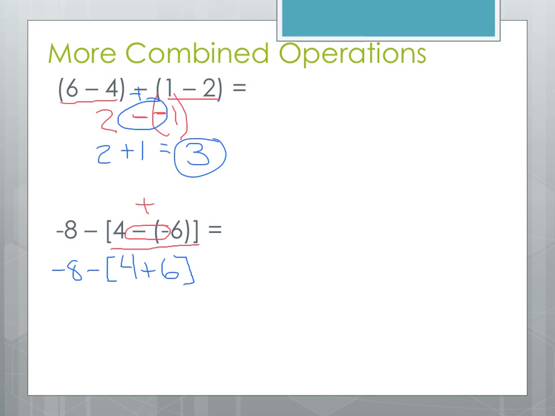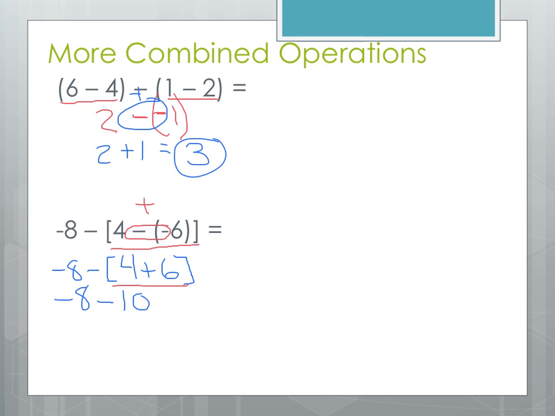Continue to work inside those brackets. Now that we've got rid of the double signs, we can add those together. 4 plus 6 will give us a positive 10. Now we need to remember to bring down the negative that was outside those brackets and the negative 8.